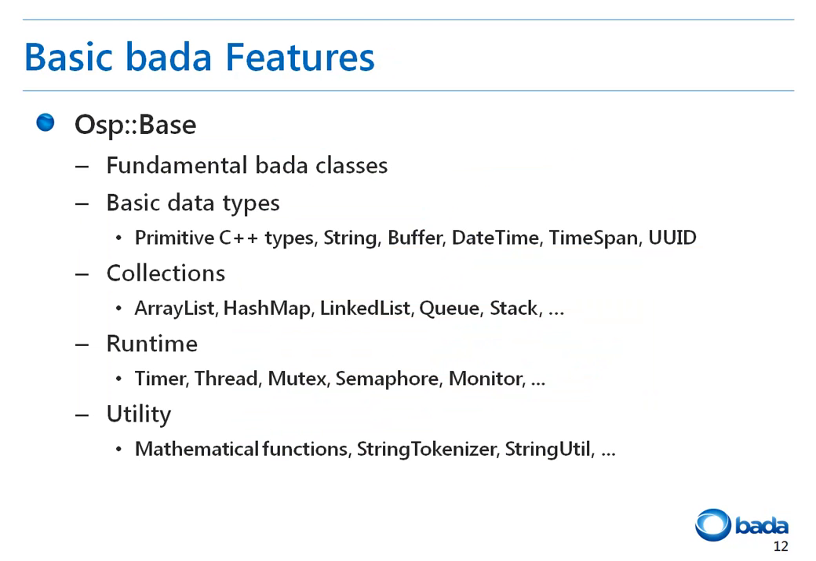Let's take a look at each of them in more detail. First is the OSP base namespace and the basic features of bada. OSP base includes the fundamental classes used in bada. For example, the classes to wrap C++ types and the string, buffer, datetime, timespan, and UUID classes. Collection types such as ArrayList, HashMap, linked list, queue, and stack are also included in this namespace.